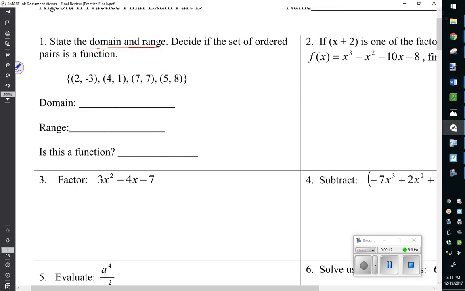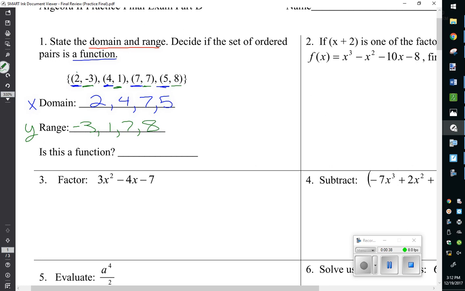Find the domain and range. Decide if the ordered pair is a function or not. So starting off with domain. Domain means x. So for this problem, it's 2, 4, 7, and 5. Range means y's. So my y's are -3, 1, 7, and 8.